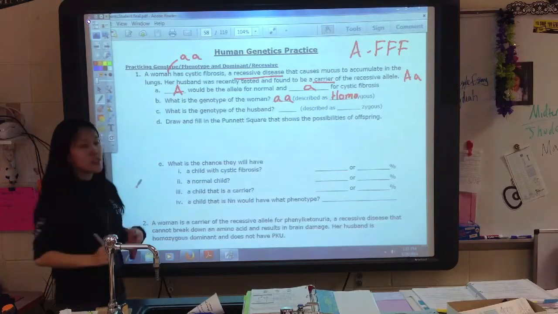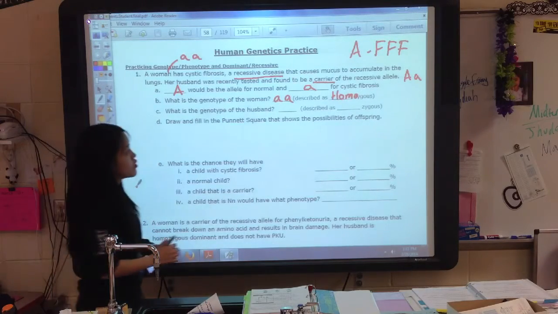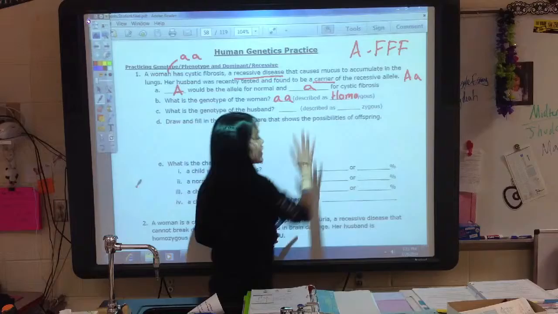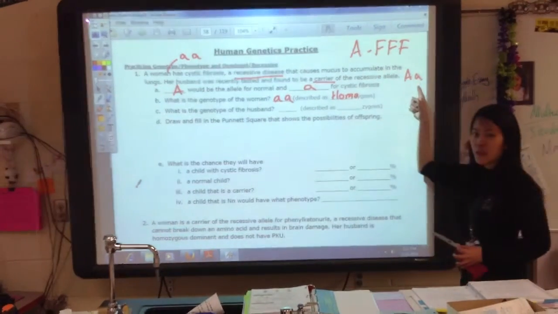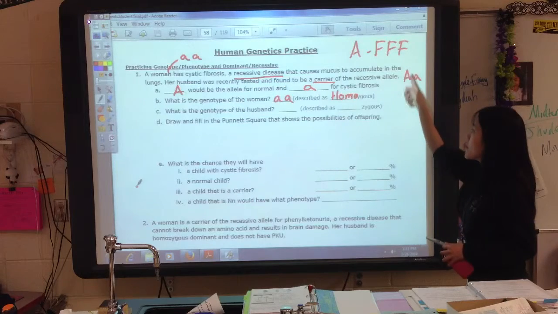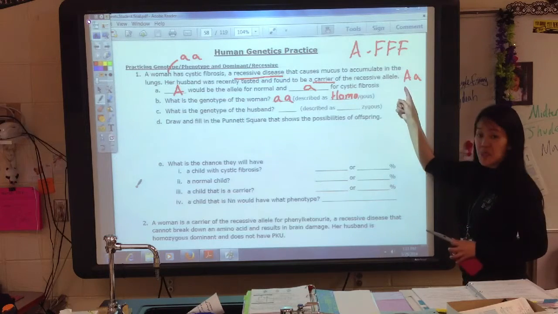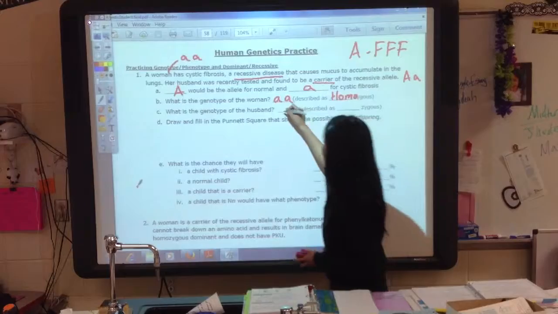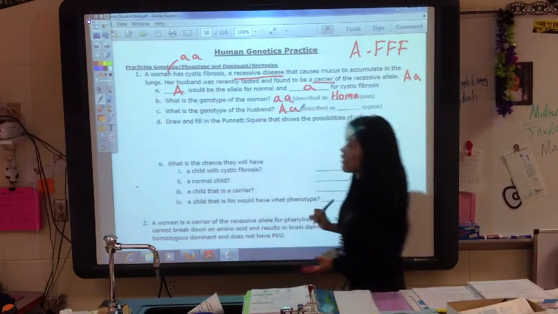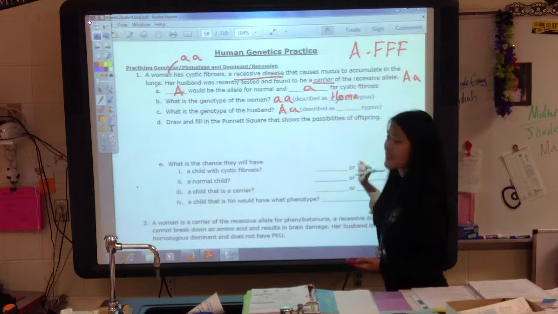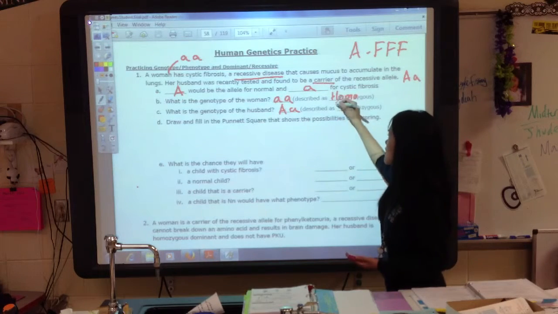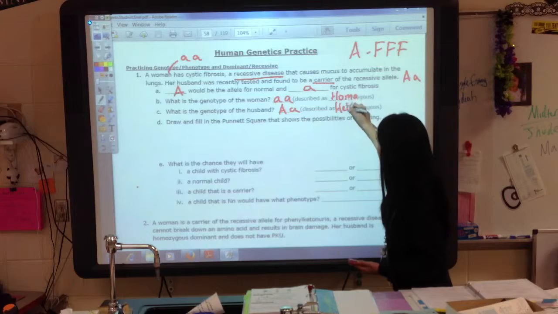And C, what is the genotype of her husband? Well, up here, we already mentioned that he was a carrier. That means he can pass on the gene for the disease, but that he is normal for the disease. He doesn't have the disease, so he's big A, little a. Two different letters, what does that mean? Or what is that described as? Two different, so that's going to be heterozygous.